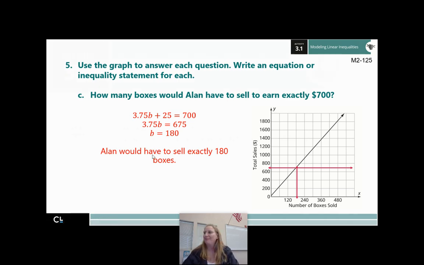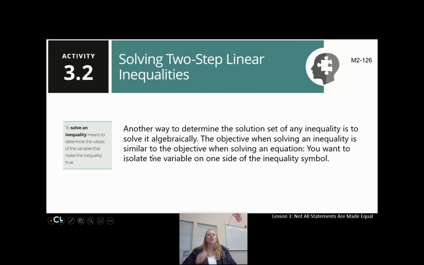Yay. All right. So now we're seeing that there's more than one way of doing this, that we can use the graph, but we can also write out the inequality to solve it. So another way to determine the solution set of any inequality is to solve it algebraically. To solve an inequality means that you're going to determine the values of the variable that make the inequality true. Just like when we solve for an equation, you figured out what value you would have to plug in in order for the variable to make the equation true.